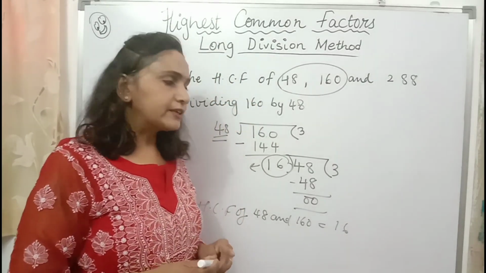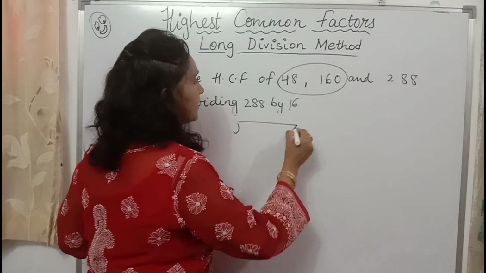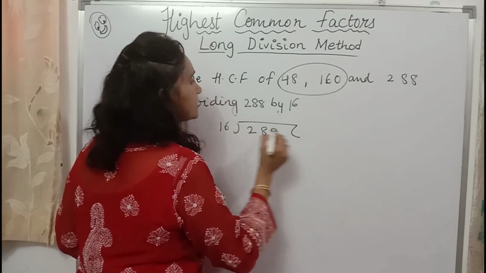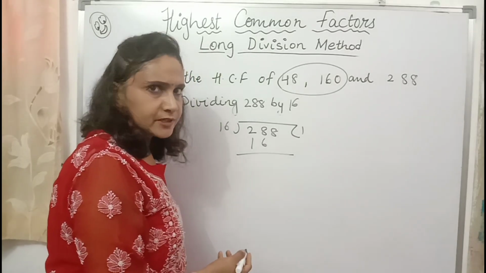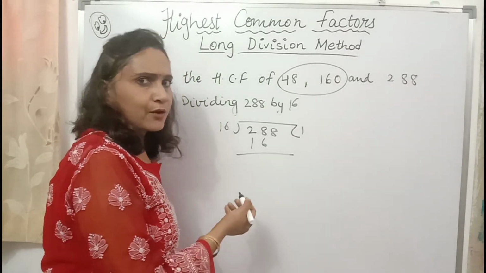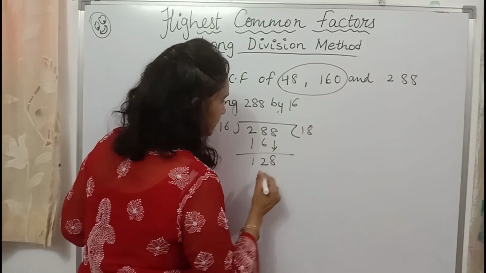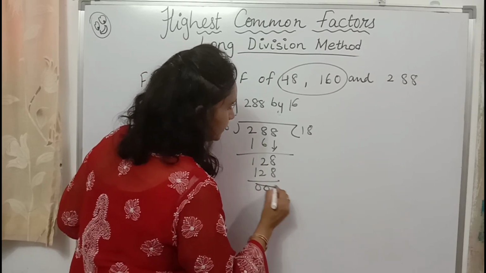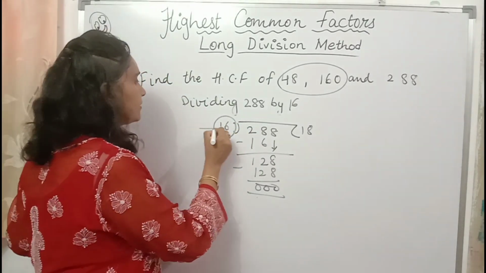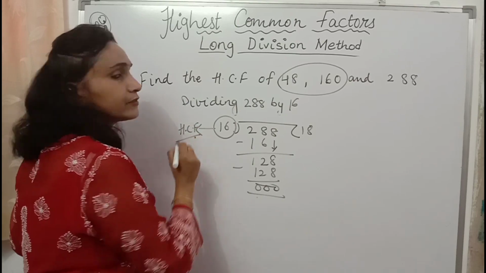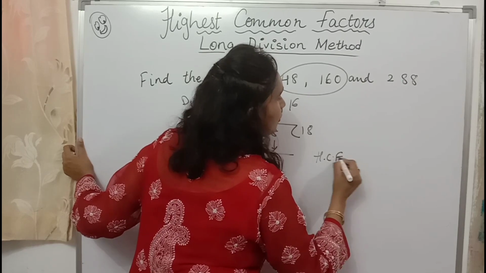Now as I told you, we will divide the third number by the HCF of the first 2 numbers. Now we will divide 288 by 16. So 16 ones are 16. It can be 2-step division also. If you are comfortable, you can do 1-step division also. So for children's convenience, I always show 2-step division. So 16 8s are 128. So the remainder is coming 0. That means the divisor is your HCF. So 16 is the HCF. Now 16 is the HCF of what? 16 is the HCF of all 3 numbers.